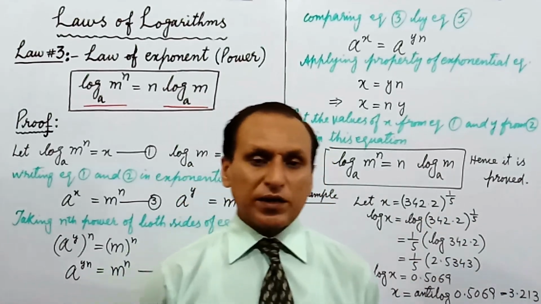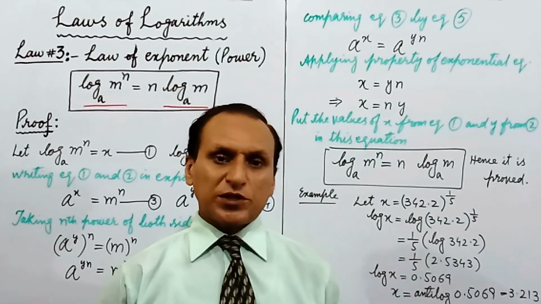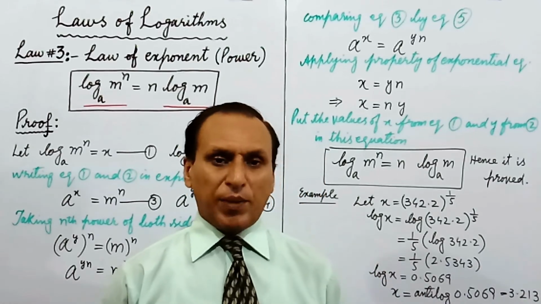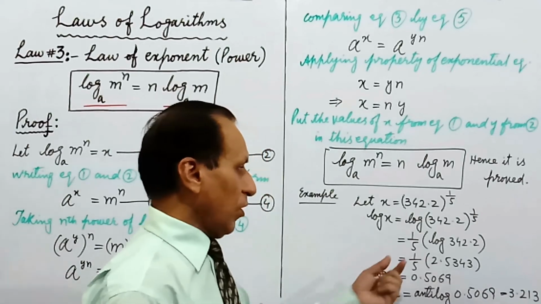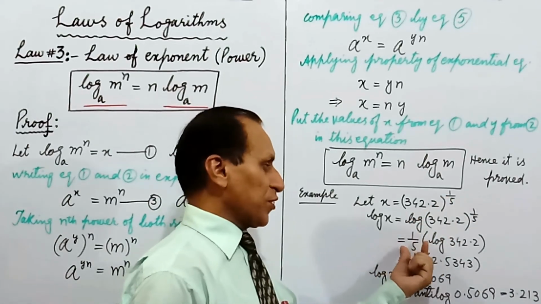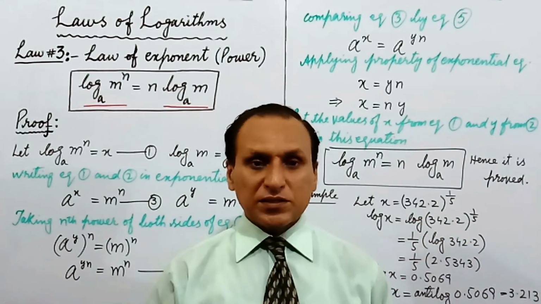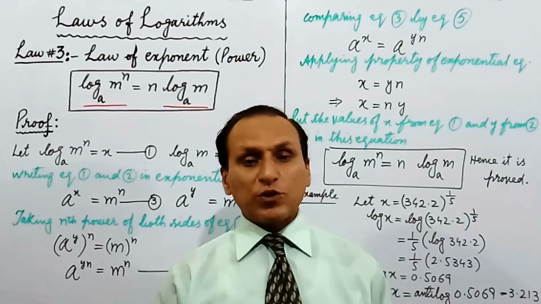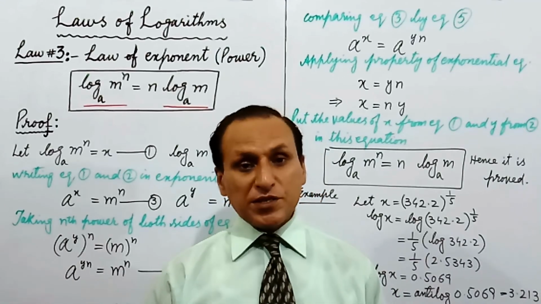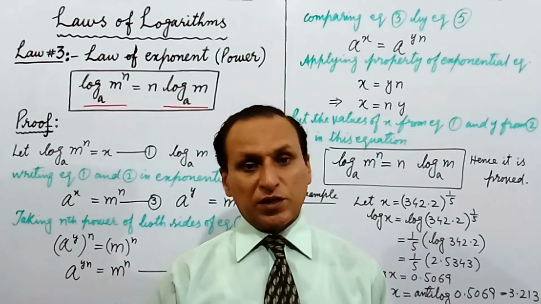Hence, now we know that the exponential calculation will become easy by the simple multiplication of that power, written as a coefficient, to that log. Hence, now we know that difficult calculation of exponents becomes easy by using the third law of log.